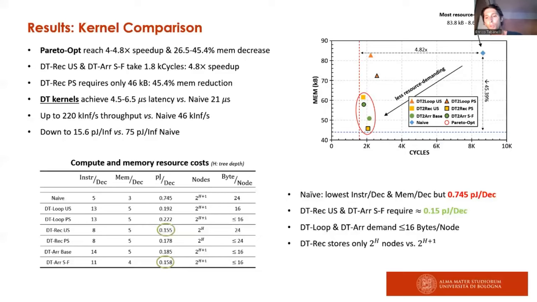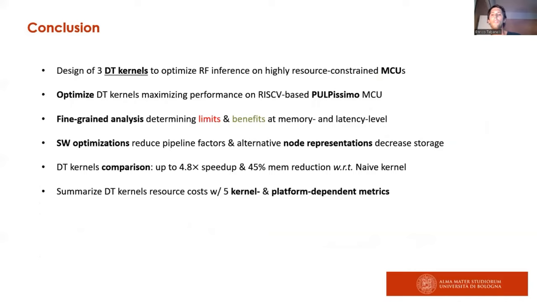To conclude, the paper introduced the design of decision tree kernels to optimize the random forest inference on MCUs. We evaluated the performance on a RISC-V platform. By adopting runtime optimization, we also improved the resource requirements. We propose an overall decision tree kernel comparison. And lastly, we summarize time and memory costs.